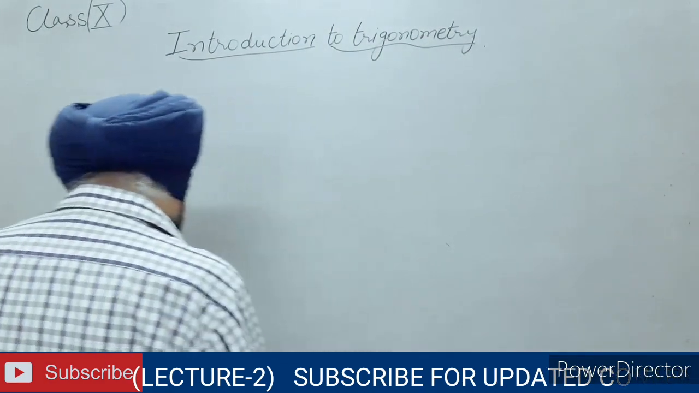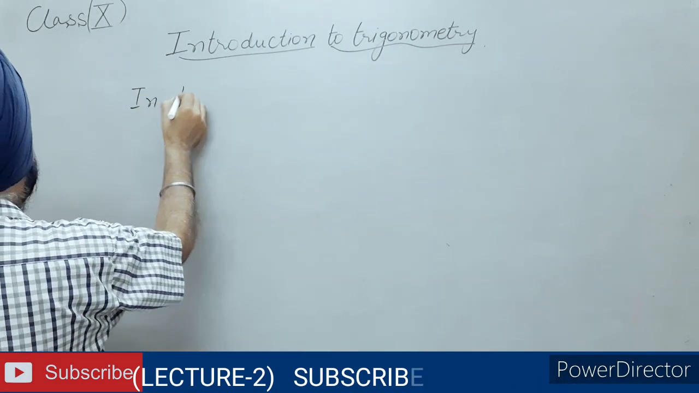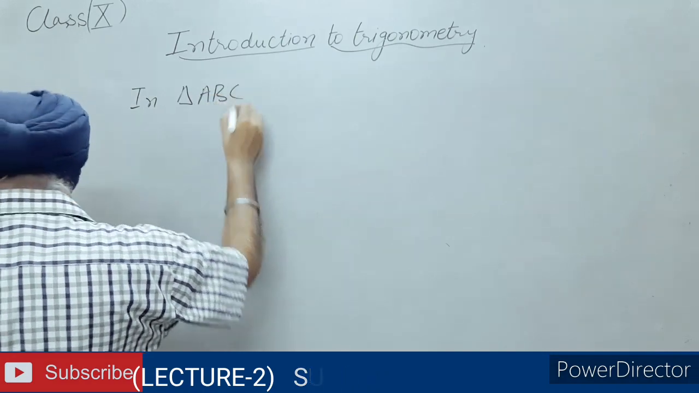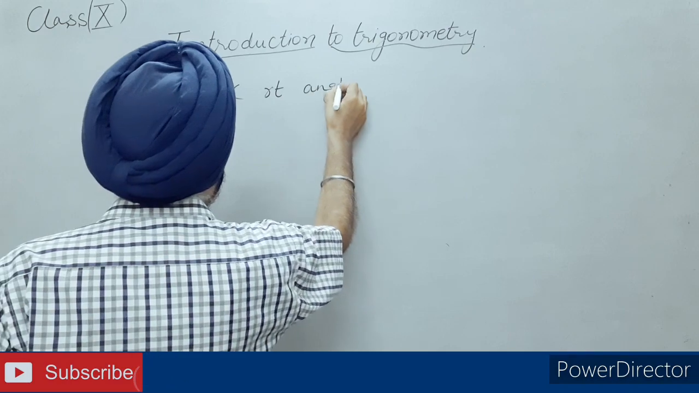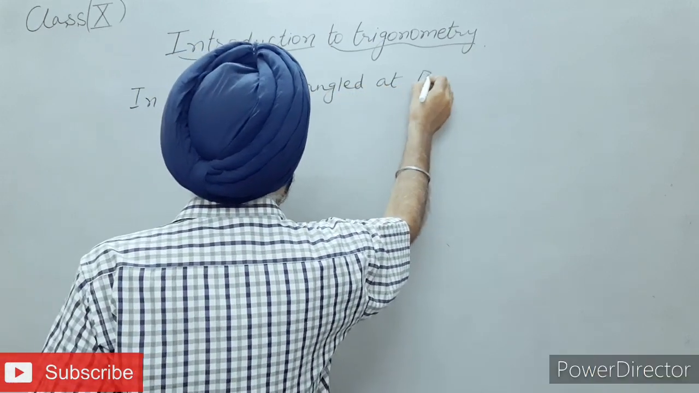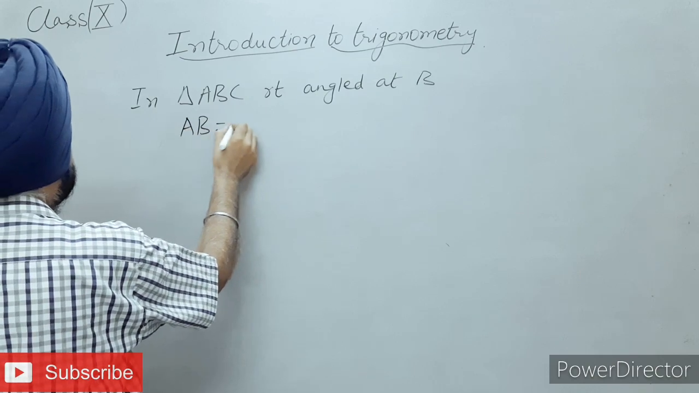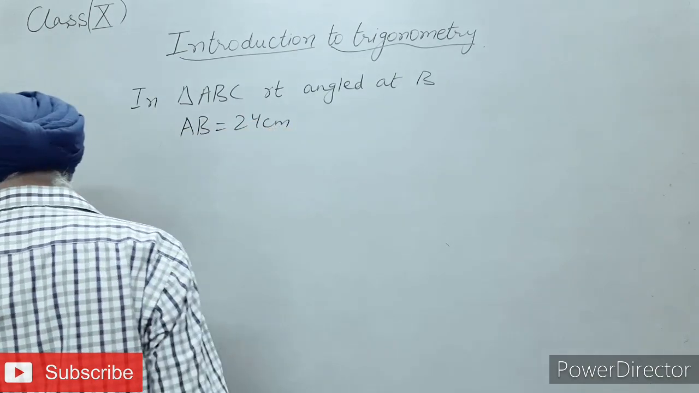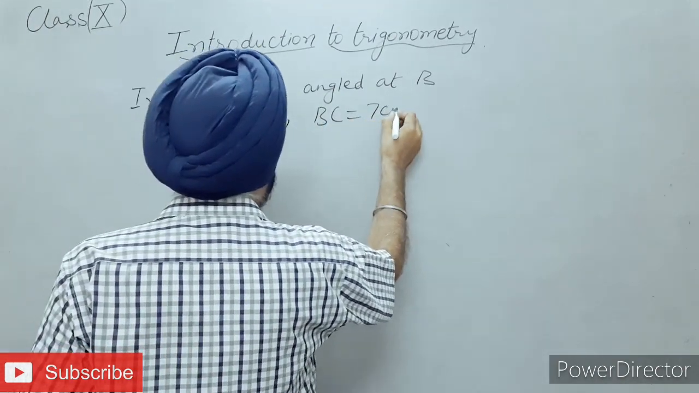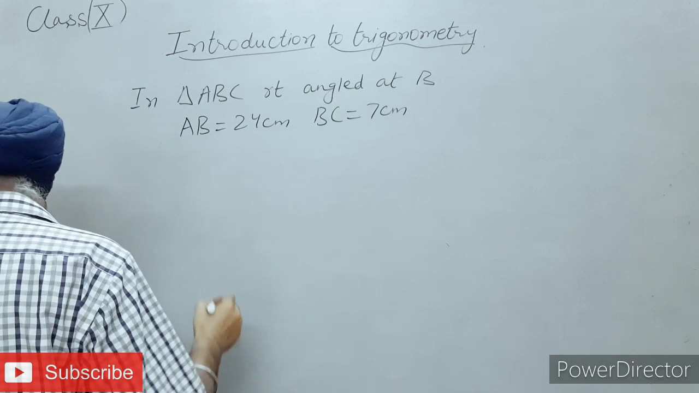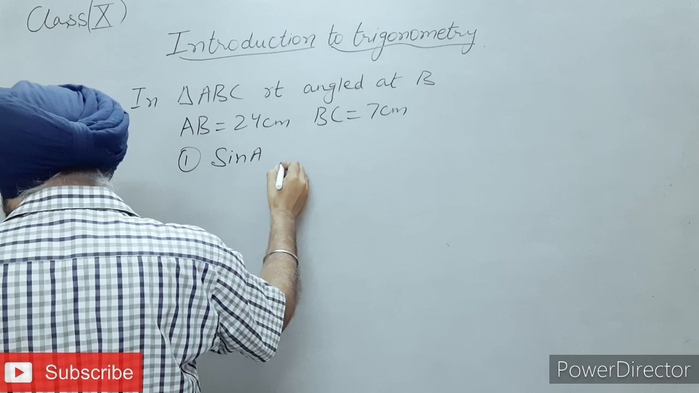The first question is, in a triangle ABC, right angled at B, AB is 24 centimeter, BC is 7 centimeter. Find the value of sin A and cos A.